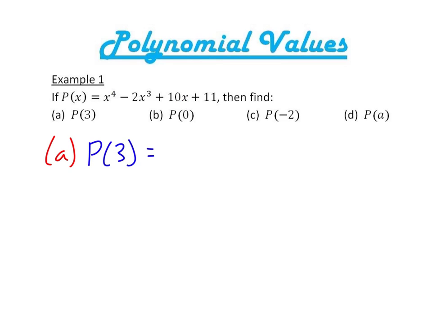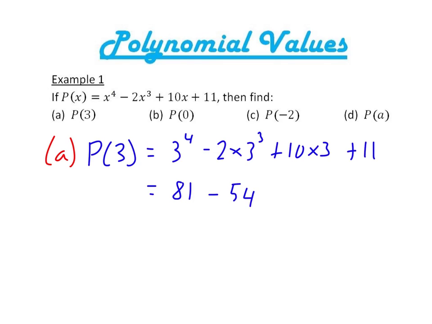So the polynomial p of x is x to the power of 4, so that becomes 3 to the power of 4, minus 2 times 3 cubed, plus 10 times 3, plus 11. And now you can work all these out one by one if you wish, or you can just type the whole thing into one line of your calculator and go straight to the answer. So you don't really need to write what I'm just writing now. You can go straight through to 68 if you wish. So p of 3 equals 68.